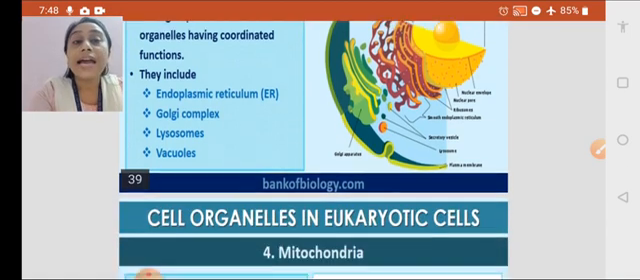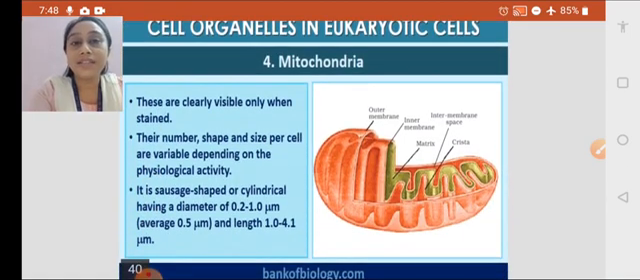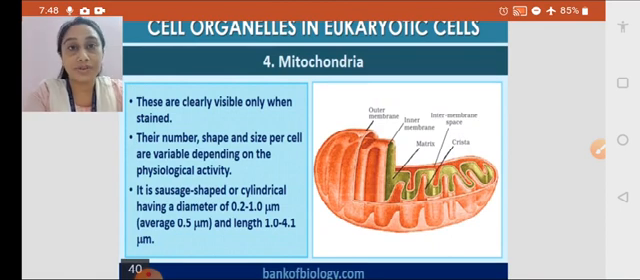functions. Now we will take up another cell organelle, that is mitochondria. You should be alert that mitochondria is not a part of the endomembrane system. Mitochondria is another organelle present in the cytoplasm. A very important characteristic of the mitochondria is that mitochondria has two membranes.